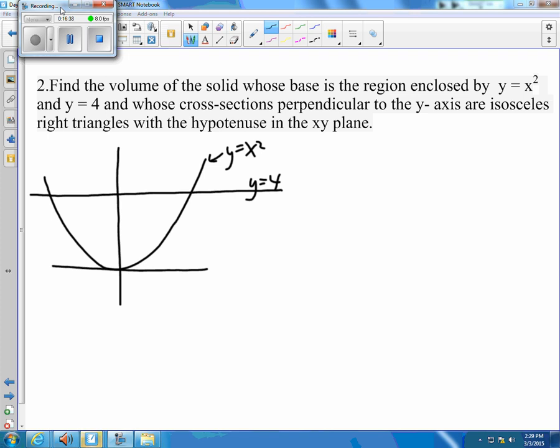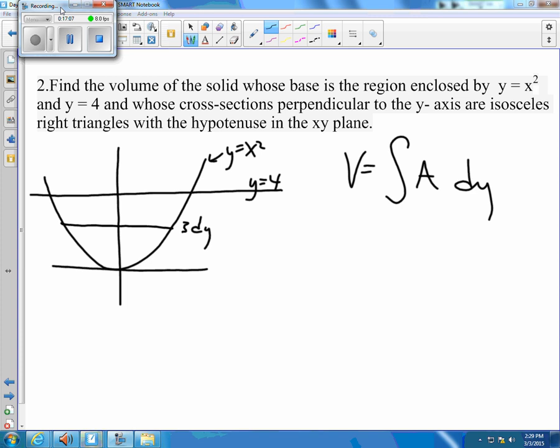So when you see the slices or cross sections are perpendicular to the y-axis, you just want to draw a little horizontal line there, because the important thing about that is you know the thickness, because the volume is equal to the sum of the area times the thickness, which when it's horizontal, that thickness will be a small change in y.